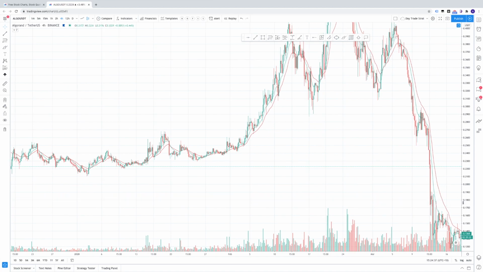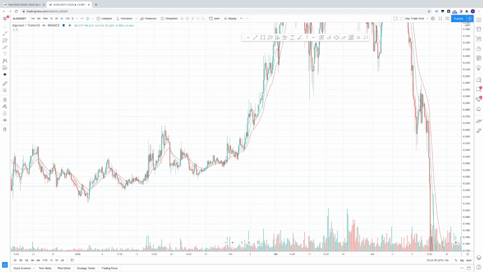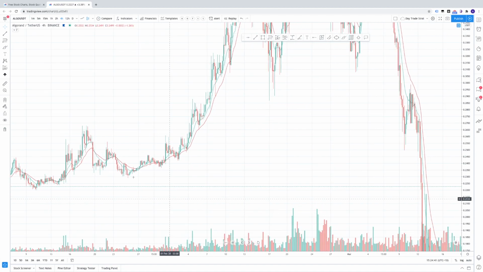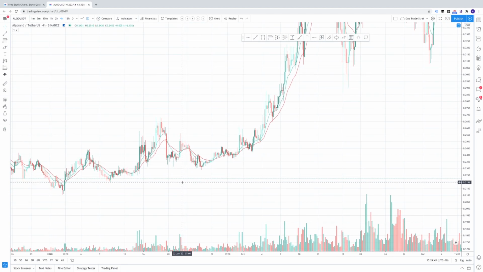Now, this strategy is based on an EMA cross. Some may call this a cradle strategy. It's not exactly.